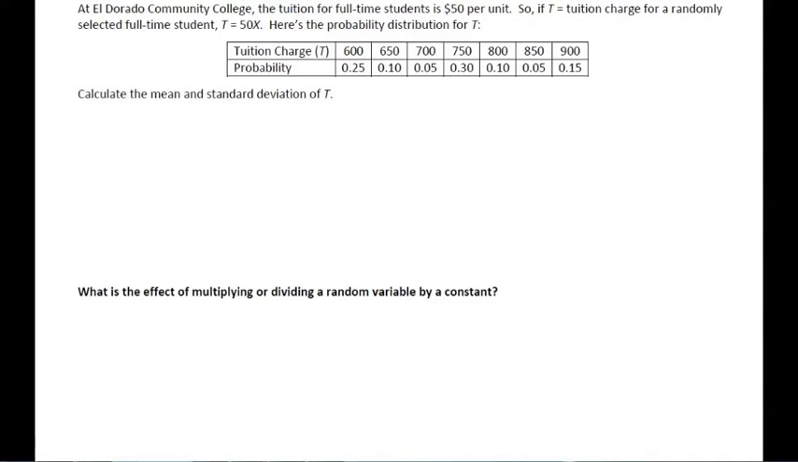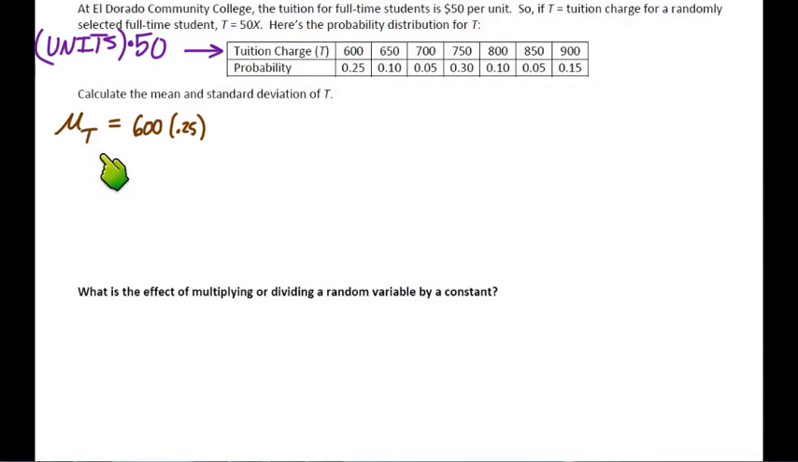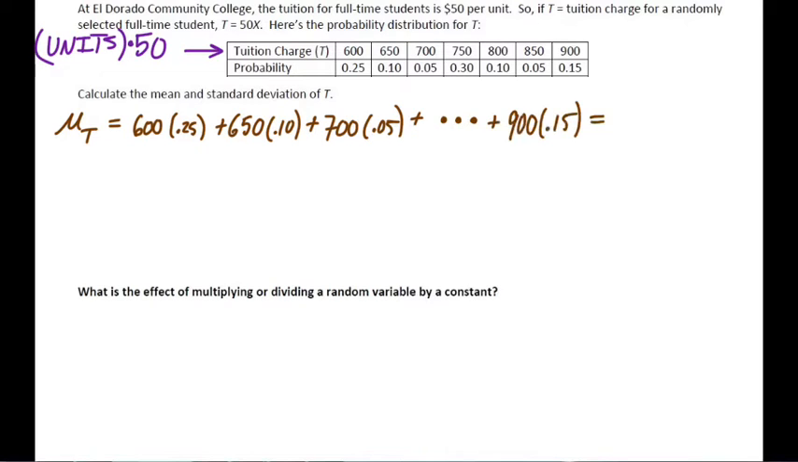Okay, so let's go through the same process to calculate the mean and the standard deviation for T, our new discrete random variable. T basically is just the number of units times 50. So let's start with the mean of T. We'll take 600, multiply it by its probability, 650 by its probability, 700, and so on. As long as we show the first 2 or 3 terms of the pattern, we can put dot dot dot and go all the way to the end, which gives us our mean of $732.50. So you might have expected that. That's actually just the old mean from X times 50.